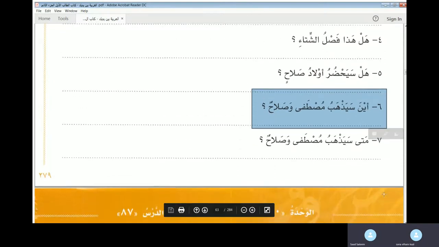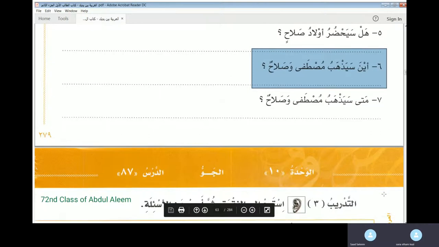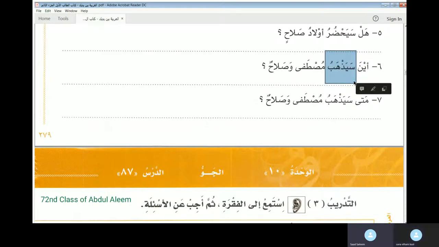Aina sayazhabu Mustafa wa Salam. Aina where sayazhabu, where are they going? Mustafa and Salam. Do different jagahon pe ja rahe hain. Dono ka alag alag jawab hoga. Sayazhabu Mustafa ala al-barri wa salahun fil barri wa salahun ala al-shati. Ab yahan pe yazhabu hai, to iske liye hum ila istemal karenge. Sayazhabu Mustafa ila al-shati wa salah ila al-barri. Dobara jawab de.